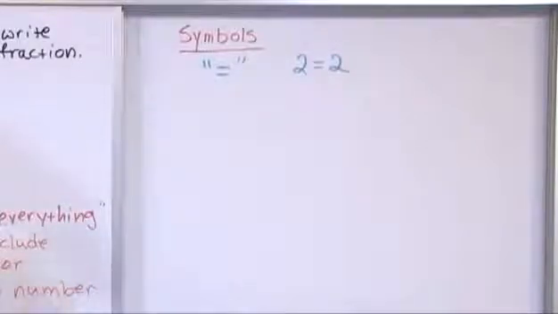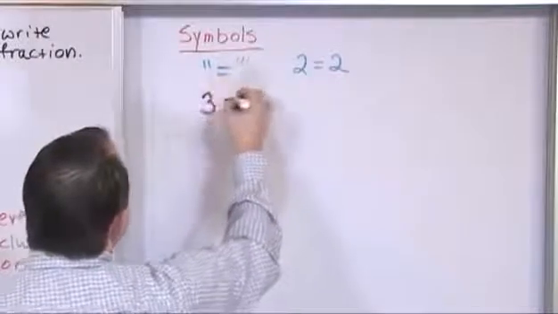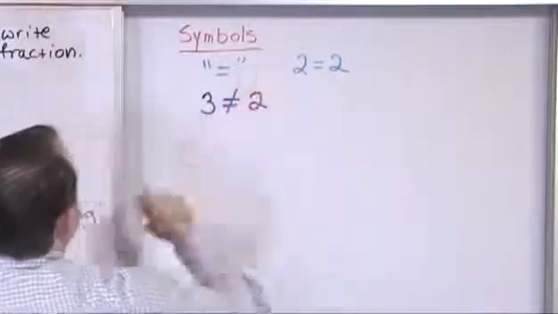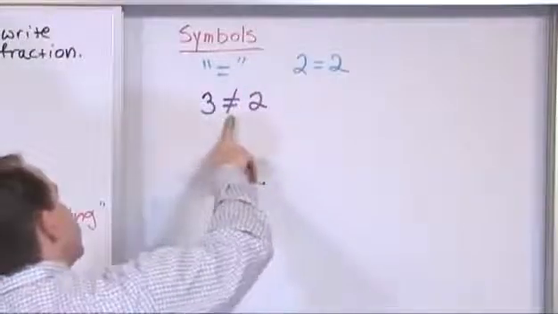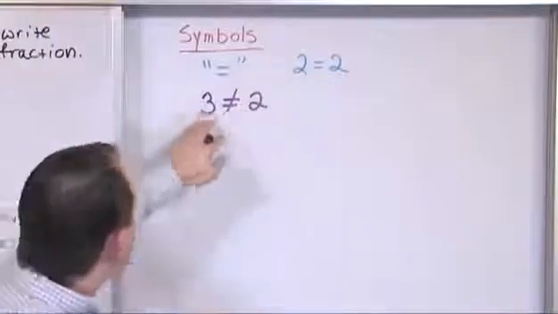Let's talk about something that you may not have seen. You can also say something like 3 is not equal to 2. Now this symbol is an equal sign with a slash through it, and that just simply means that the two sides are not equal.